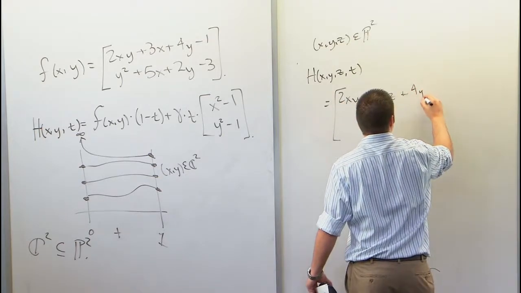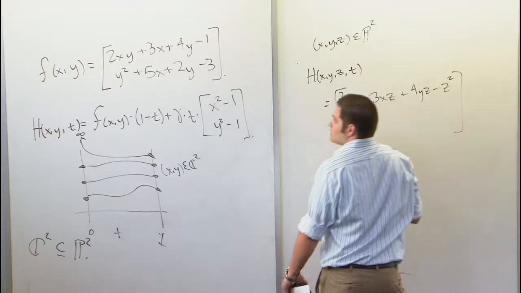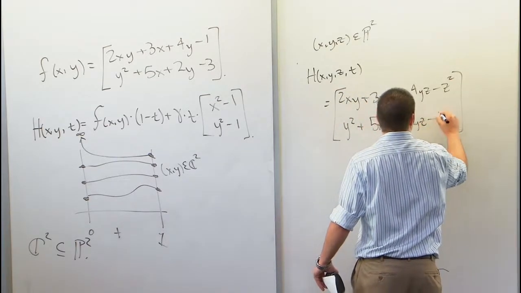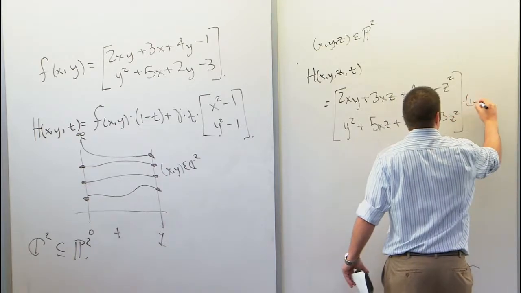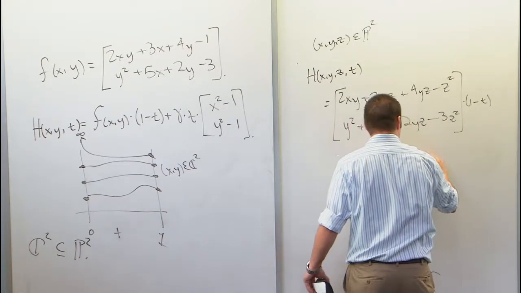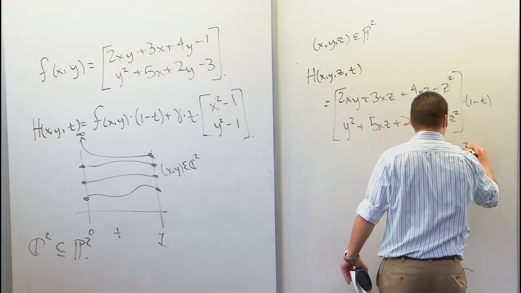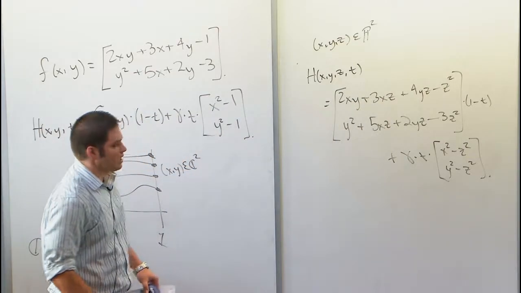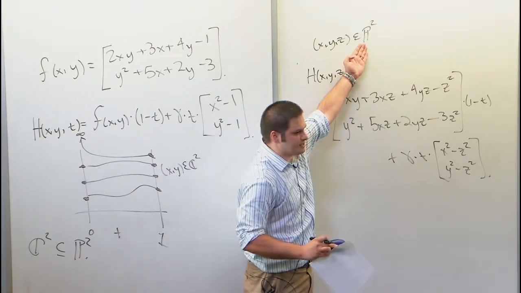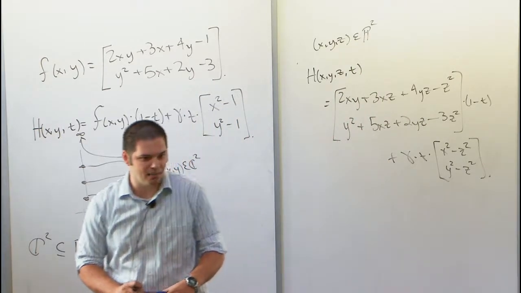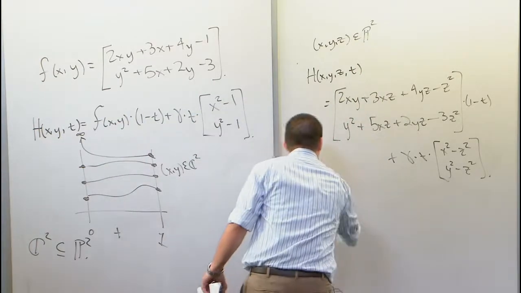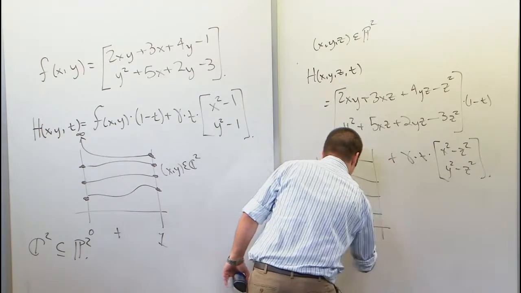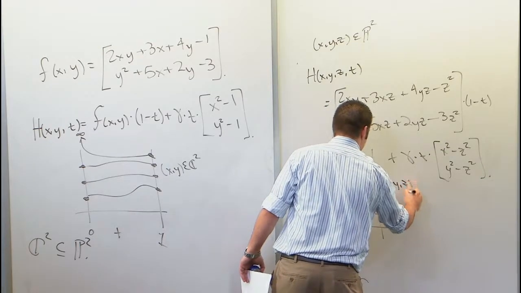3xc plus 4yz minus c squared, y squared plus 5xc plus 2yz minus 3z squared, 1 minus t plus 1 times t, x squared minus c squared, y squared minus c squared. Since this is a compact space, all 4 of my paths have to be compact. And so the picture looks exactly like this. Here's the t, here's the x, y, z.